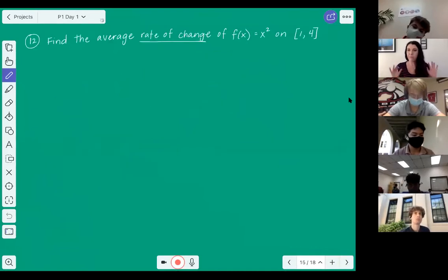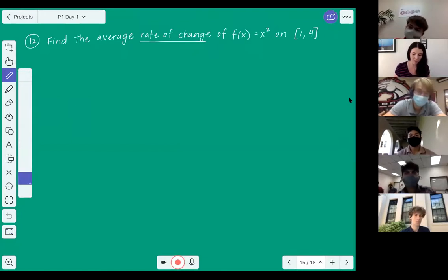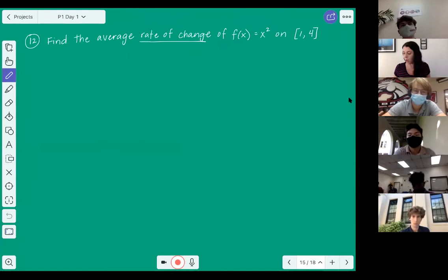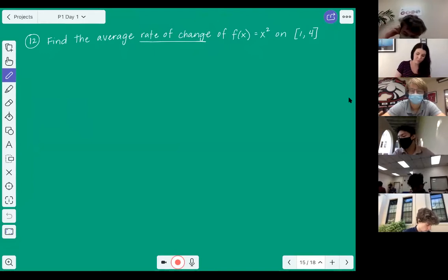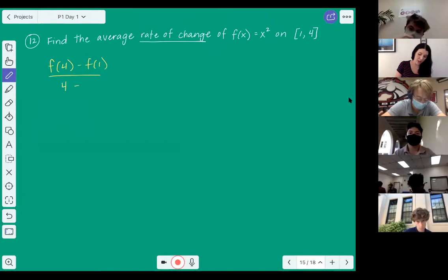Okay, so basic problem, this should be review. Find the average rate of change of f of x equals x squared on 1 to 4. Let's go to Nathan Wise. Nathan, what would I do to solve for this? How would I find this average rate of change? He's on Kairos. Ah, thank you. George, what would I do to find average rate of change? To find average rate of change, you will do f of 4 minus f of 1 all over 4 minus 1. Perfect.